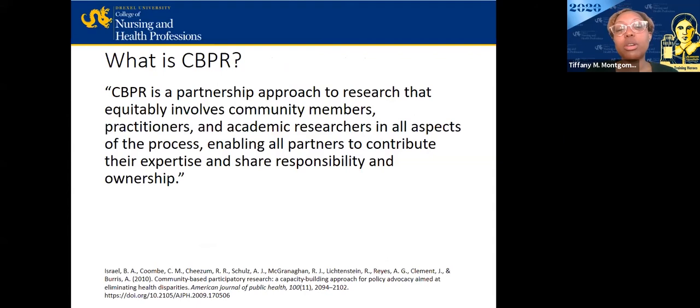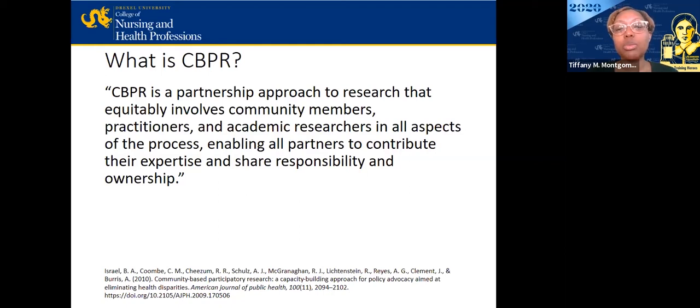So there are a number of different definitions that you can find for what community-based participatory research is. This is one that I sort of like because it has a little inclination in there toward healthcare. It talks about practitioners. So CBPR is a partnership approach to research that equitably involves community members, practitioners, and academic researchers in all aspects of the process, enabling all partners to contribute their expertise and share responsibility and ownership.